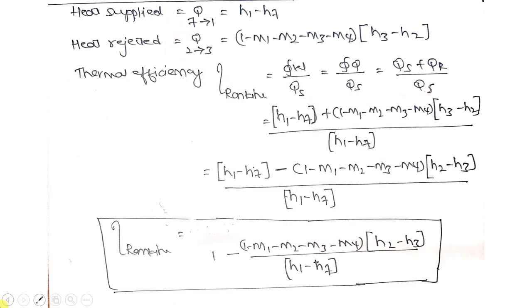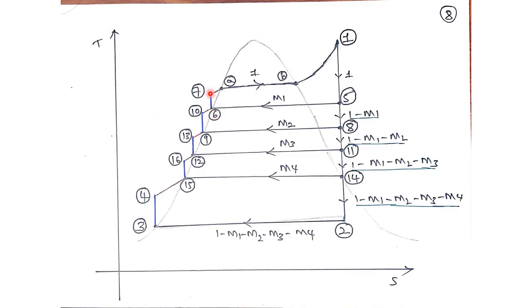QS is from 7 to 1, correct? So where does the heat get added? 7 to 1. You might have a doubt: sir, heat is getting added from 4 to 15. Heat is getting added from 16 to 12, 13 to 9 and 10 to 6 also. No, all these heats which are added are from the feed water heaters. You should never take into account the feed water heaters' heat added. Okay, only take from 7 to 1.